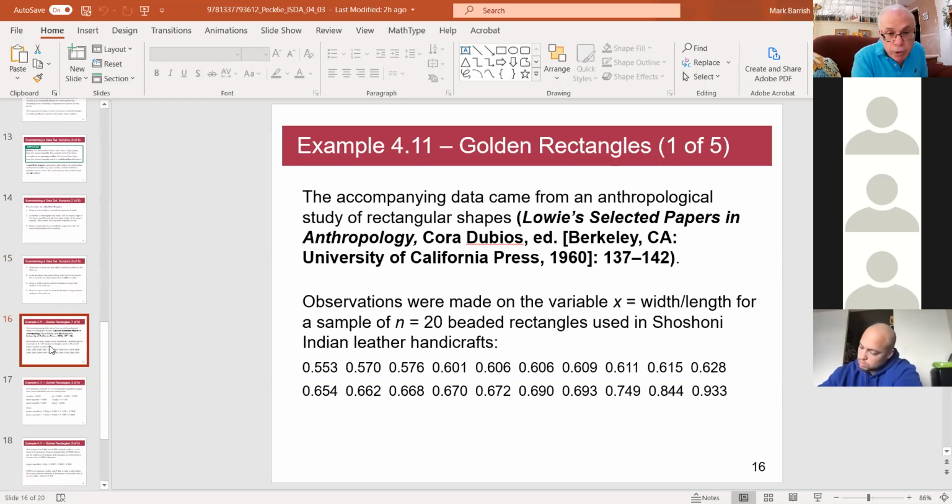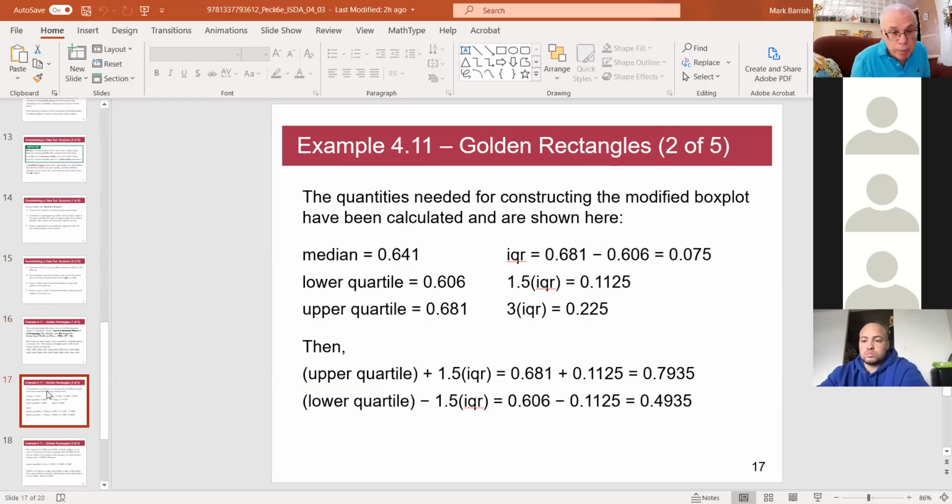And if we enter all those numbers into our calculator and go to one variable statistics, we end up with our 5-number summary: our lower quartile, median, upper quartile. We can calculate IQR. Now, once we've calculated IQR, to determine any outliers we do 2 calculations. The first is we take our IQR, 0.075, and multiply it by 1.5, and we get 0.1125. We also multiply the IQR by 3, and we get 0.225, which is just double this 0.1125.